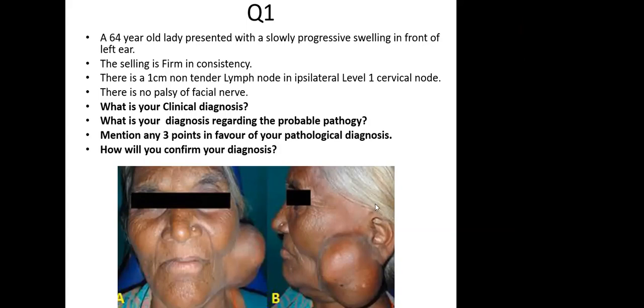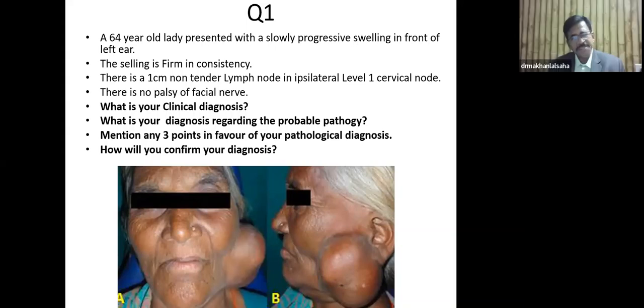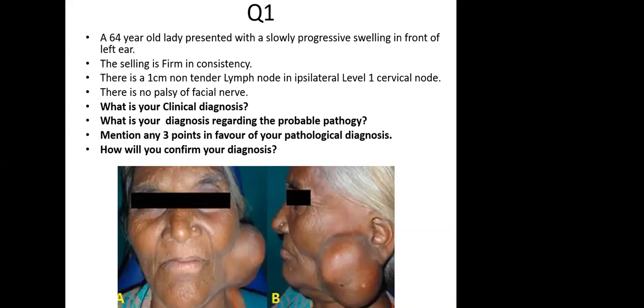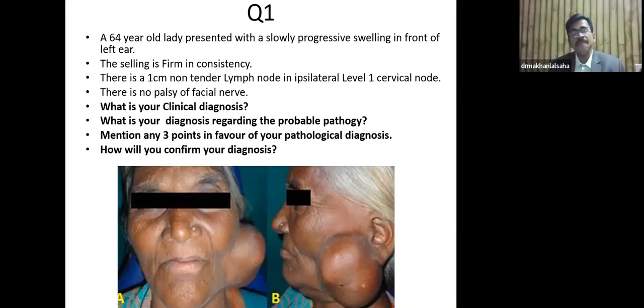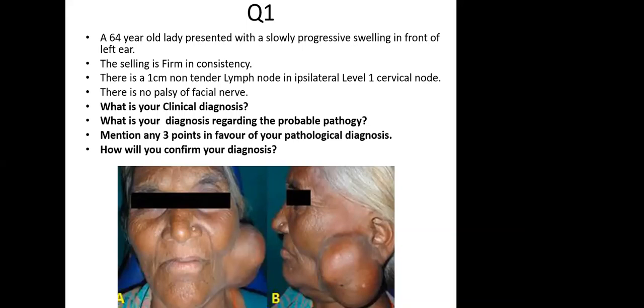Sir, first I would like to do USG-guided FNAC to confirm my diagnosis. Then I would also like to do a CT scan or MRI to know whether there is bone involvement or deep lobe involvement, or if there is facial nerve palsy. But clinically, we have seen that the facial nerve is not involved. Still, for malignancy evaluation, with such a large swelling, a CT or MRI is desirable. Sir, these two investigations I would like to go ahead with. And the lymph node should be evaluated. Okay, FNAC from the lymph node as well.